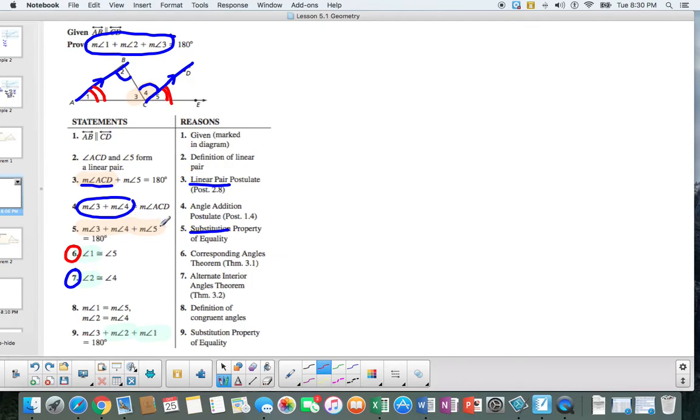So I'm going to take angle 5 out, and in its place, I'm going to write angle 1 after I change the congruence to equals, and then I'm going to take angle 4 out, and I'm going to replace it with angle 2 after I do this line where I change them to equals, and that's how the proof is done. So if all three of these add up to 180, then all three of these will add up to 180 because of the situation with parallel lines.